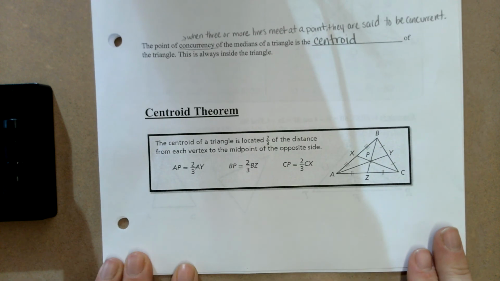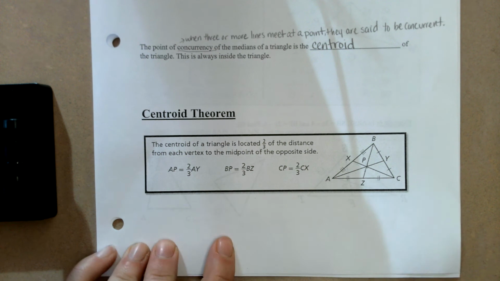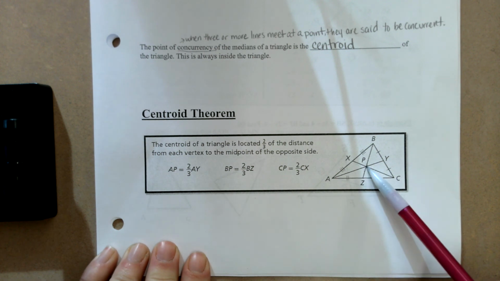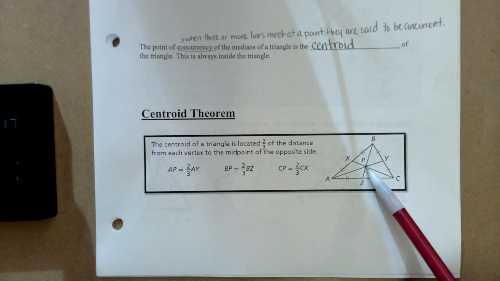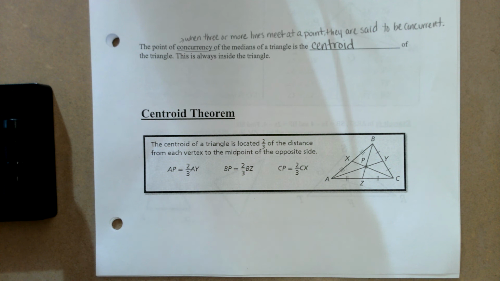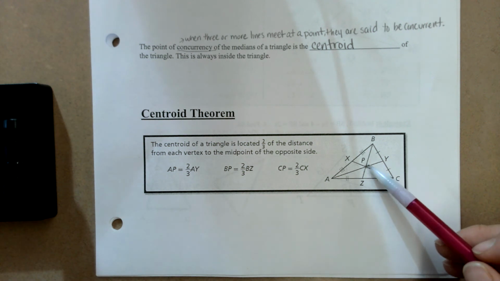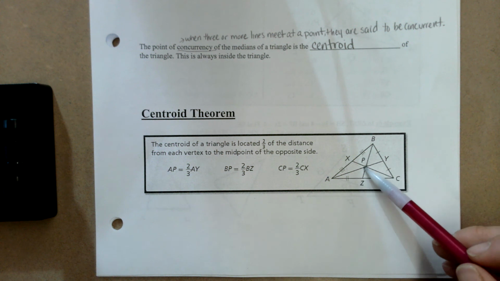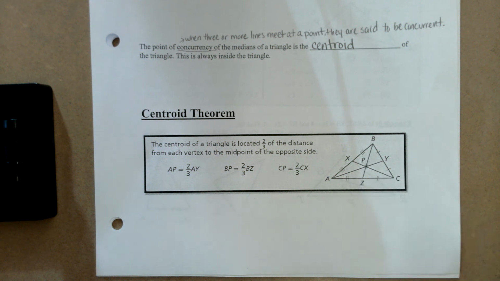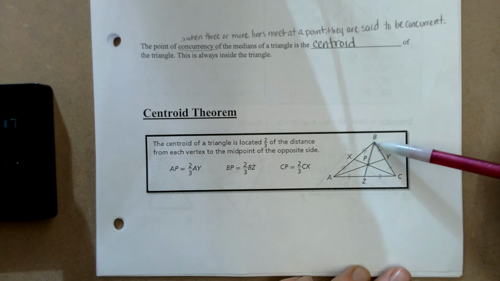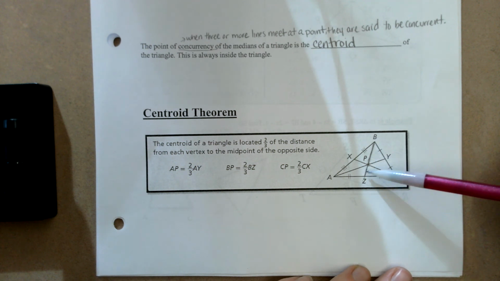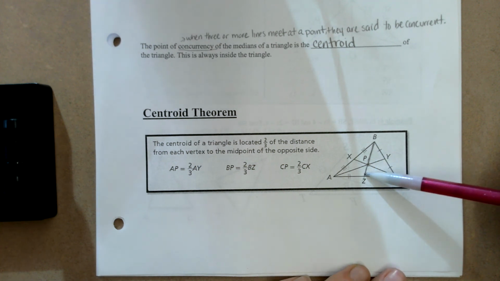So then we have the centroid theorem. So it says the centroid of a triangle, so this is the point where the medians meet, is located 2/3 of the distance from each vertex to the midpoint of the opposite side. So in other words, this part here is 2/3 of this whole line. This section's 2/3 of it, and this section would be 1/3 of it.